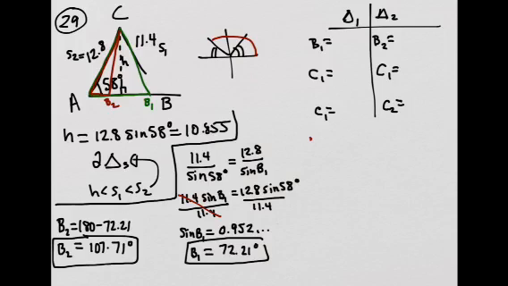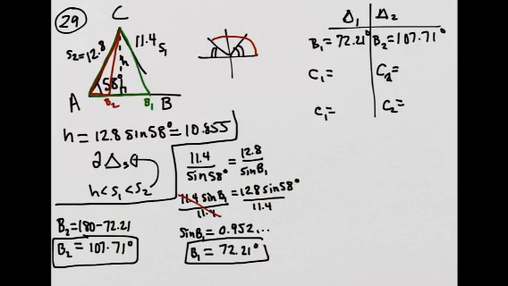Oh, I'm sorry, take it back. That's how you get B2. I forgot, I already had it right here. So B2 is 180 minus 72.21, and there's the answer right there. And so we're just going to write them over here. So 72.21 goes here. 107.71 goes here.